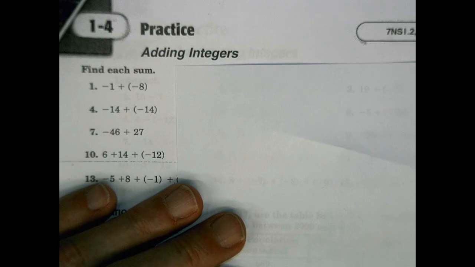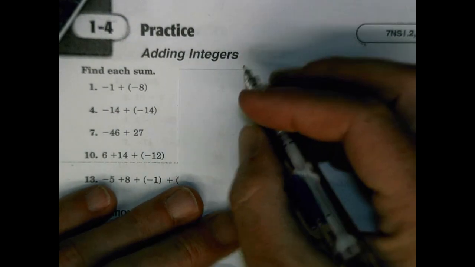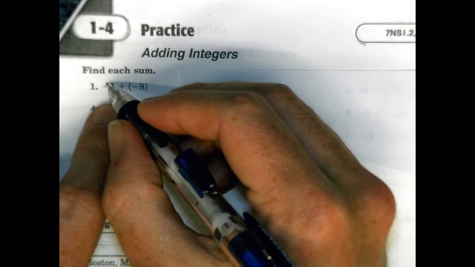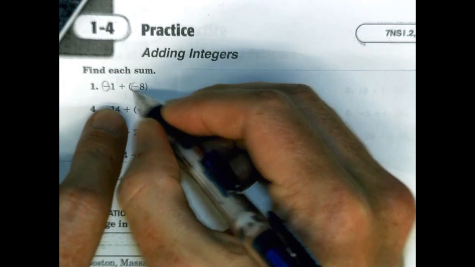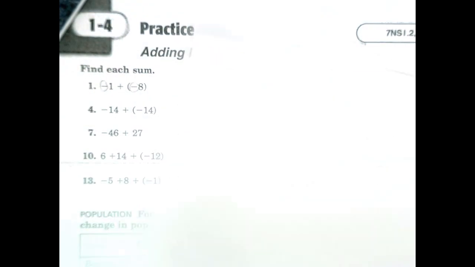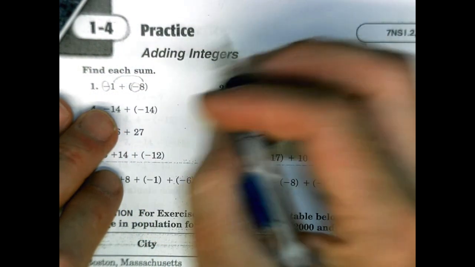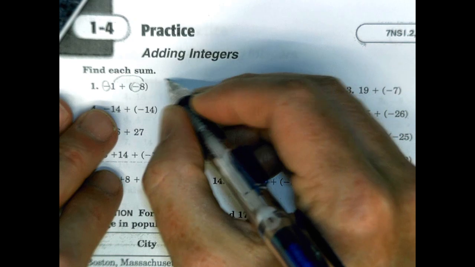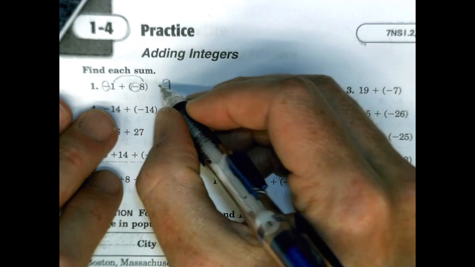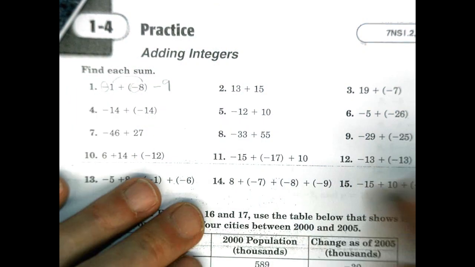Alright, let's try to work on some of the homework ones. We were doing the odd ones today. So the first one here, we have a -1 and a -8. In this case, the signs are the same, so we're going to find the sum and keep the sign the same. 1 plus 8 is 9, and the sign is negative, so we'll keep that as a -9.